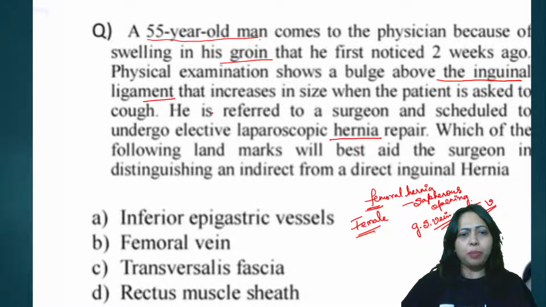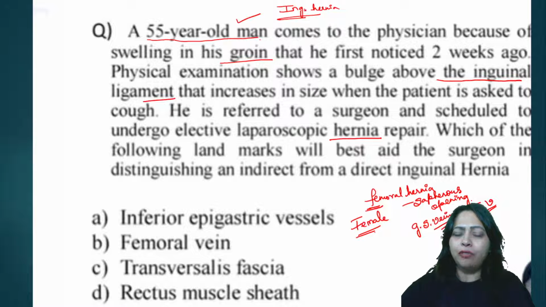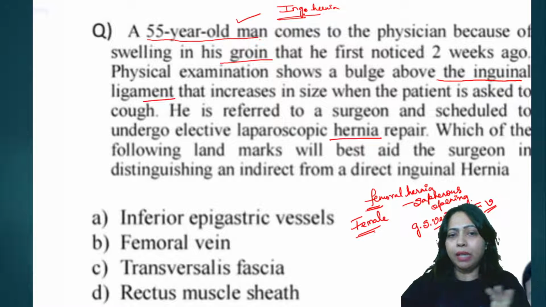Coming to the male, in this particular case it is a 55-year-old male. In males, what is more common? It is the inguinal hernia. The name itself implies it is above the inguinal ligament. Above the inguinal ligament, we have the superficial and deep inguinal rings. There are two rings, and the connection between them is called the inguinal canal.